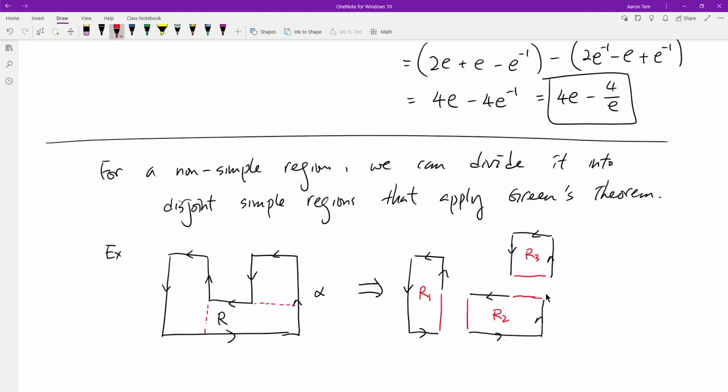So the question is, wouldn't that create a longer boundary? Because if you think about these two pictures, you can see clearly R1, R2, and R3 would have a longer perimeter, which is basically what the closed curve would be, compared to R itself, because I have to add in those red lines. So wouldn't that change the value of the line integral, because the line integral is dependent on the curve? And you'd be correct. It should, but it wouldn't. Why not? Because of the following.